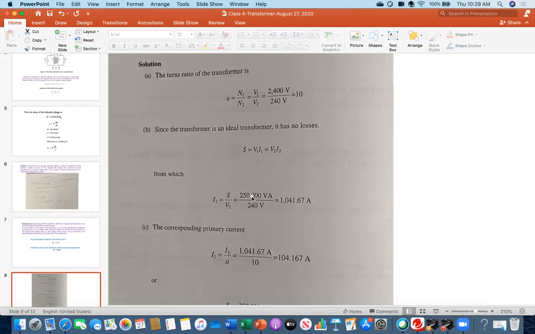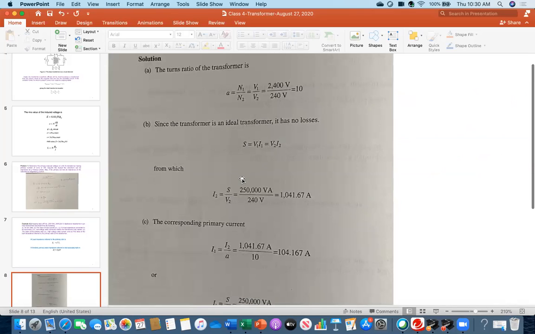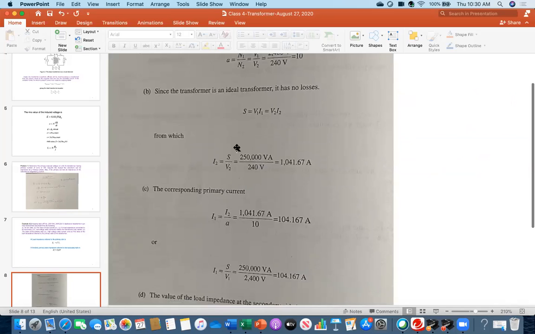Now everybody see, this is my equation. I want to calculate the secondary current, or load current. What is my S? I am using this part: S equals V2 I2, so I2 is S over V2. 250 kVA was the rating, converted into volt-ampere, and V2 was 240 volts. I got this current, 1041.67 amperes.